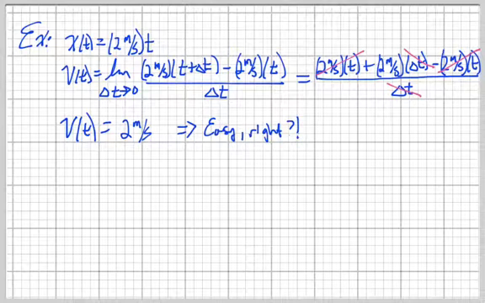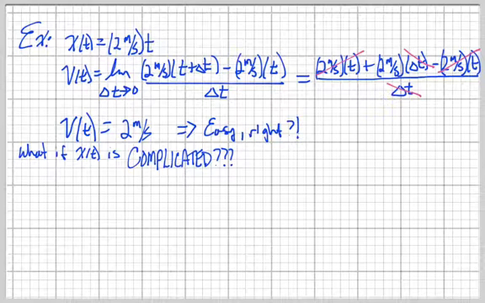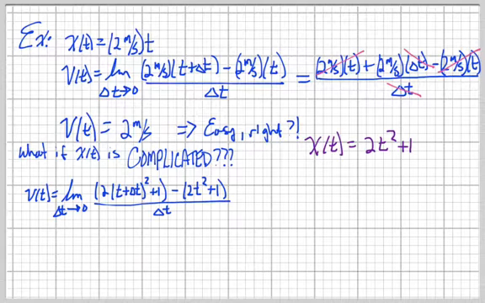Just wait. It gets better. What if x of t is complicated? Just a little complication. Like, what if x of t is 2t squared plus 1? We still have to plug it in there, which means we throw t plus delta t in there. So we get 2 times t plus delta t squared, and yes, we get to do a binomial expansion. Yippee. Plus 1 minus 2t squared plus 1. I can't believe I actually did this for you guys.